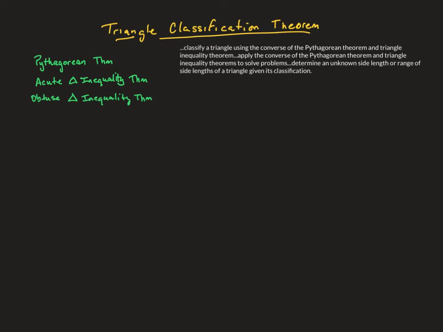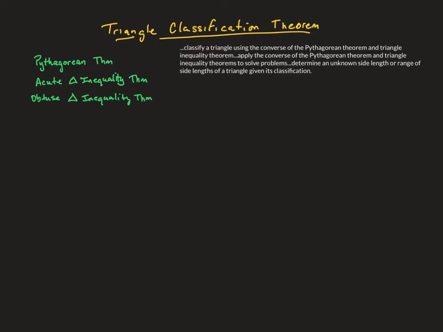All right, classifying a triangle using triangle classification theorems. We want to be able, at the end of this, to classify a triangle using the converse of the Pythagorean theorem and the triangle inequality theorem, apply them to solve problems, and then determine an unknown side length or range of side lengths of a triangle given its classification.